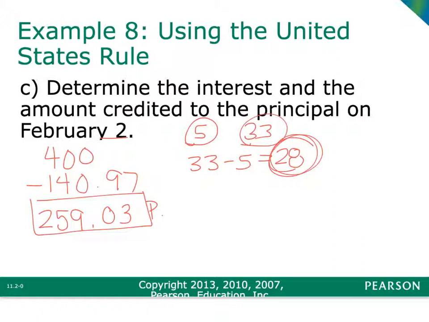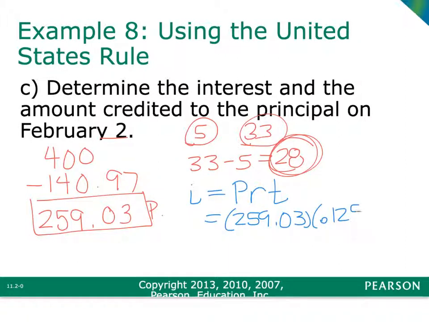And now we're going to calculate her interest again with I equals PRT. So her principal is now down to $259.03. Her interest rate is still 12.5%, and she has had this loan for 28 days out of 360 days in a year. We're going to use our calculator to spit out the answer for us. You can type it in exactly how you see it with the parentheses and the division symbol and everything. And this term, she's going to pay $2.52 interest.